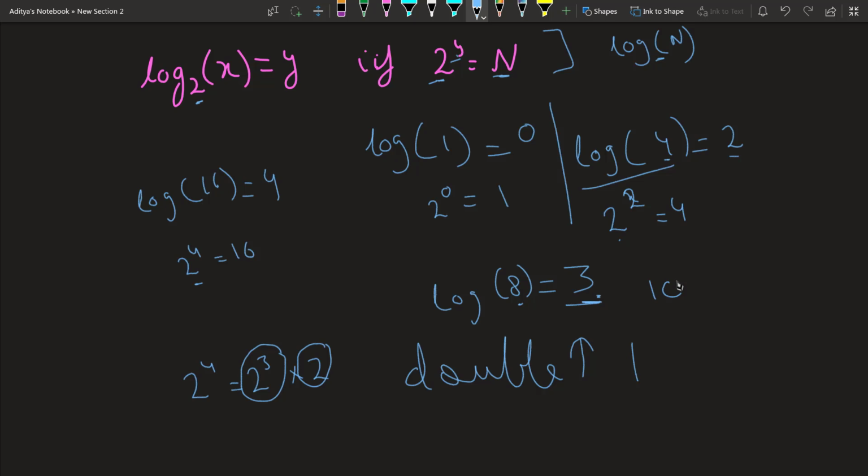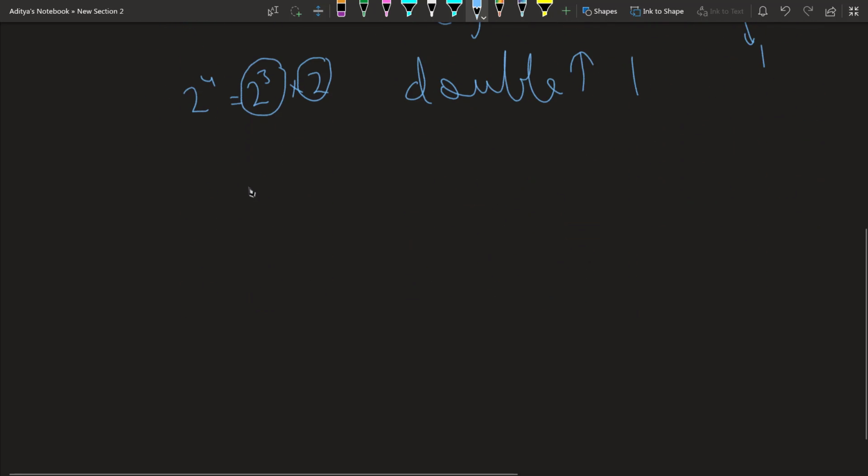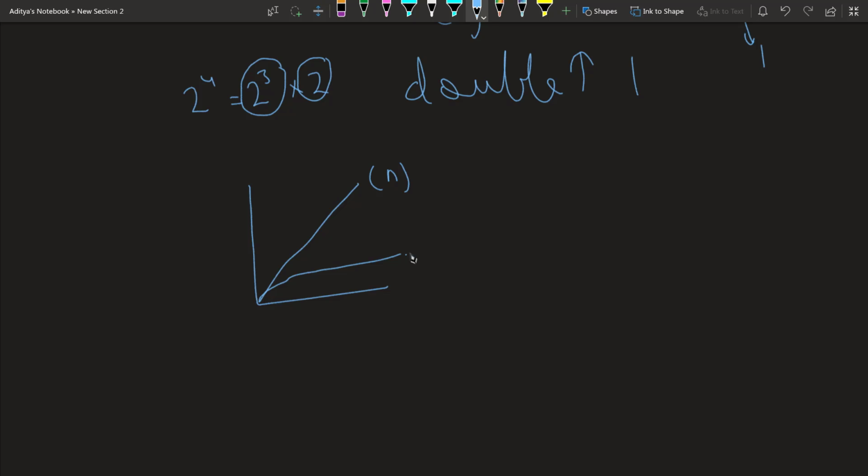So let's say you have 100, and if you double this 100, so 100 into 2, it becomes 200, then your log is just going to increase by 1. So this logarithmic property is very interesting, which basically says that as you double your number, your complexity is just going to increase by 1. If you have seen the chart of log of n, this is our chart, and if this is our n, the log of n will be something like this. So every time you double your input, your log will just increase by 1.